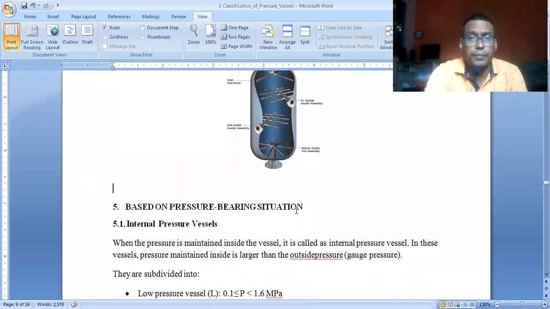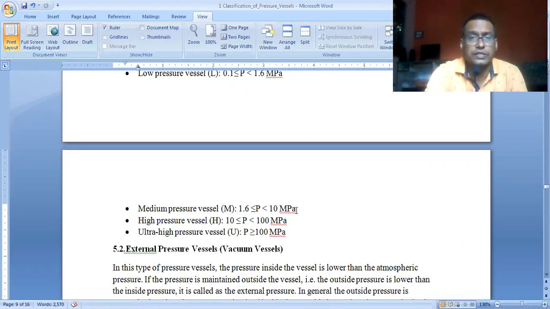Then based on the pressure bearing situations, the internal pressure, what will be the working pressure and what is the design pressure. If the working pressure is 0.1 to 1.6, then it is a low pressure vessel.